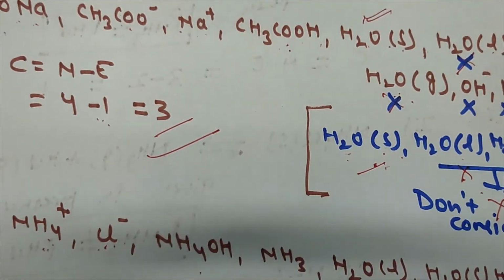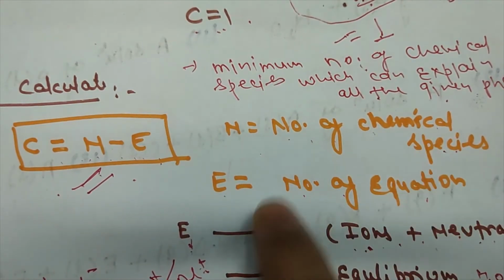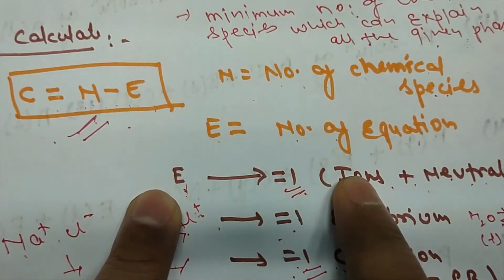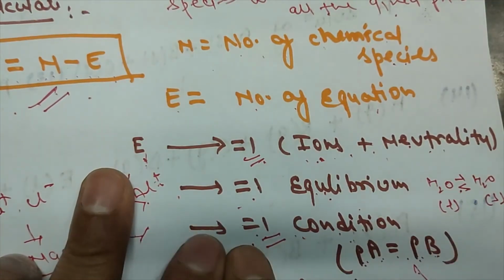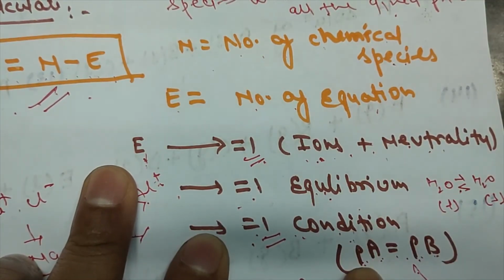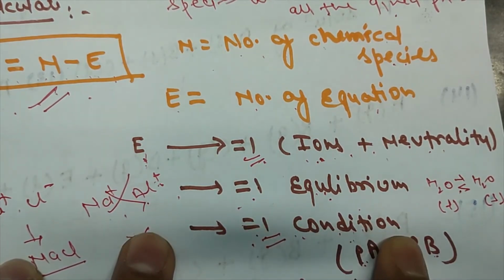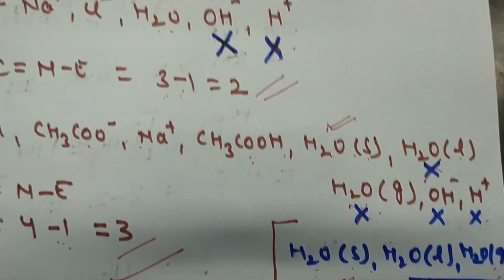Okay, like here C equals N minus E, N is equal to the number of chemical species, E is the number of equations. E is equal to 1 for the case of ions and their neutrality, and E is equal to 1 for the case of equilibrium. E is equal to 1 if the condition is given that your product will be gas and they have similar pressure. If it is mentioned in the equation that they are not in equilibrium, then you may consider it, otherwise it will be considered as 1. I have discussed it earlier. Okay, now 3 different things I have also mentioned here.